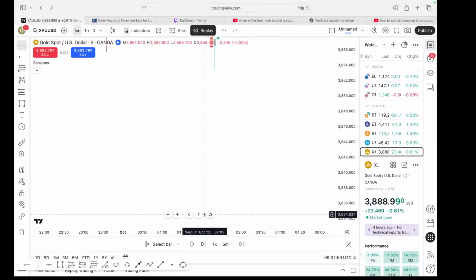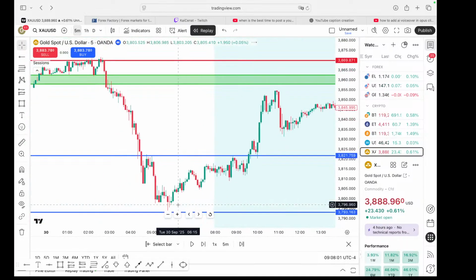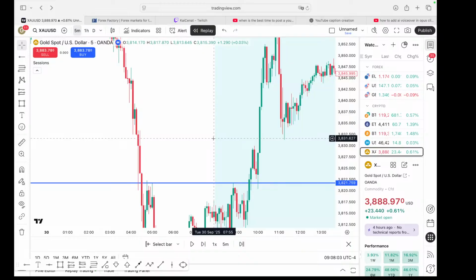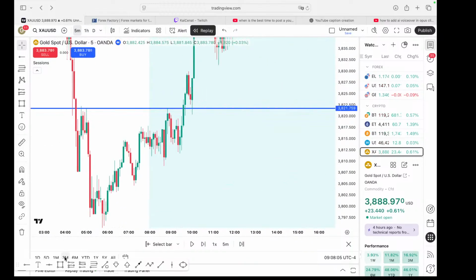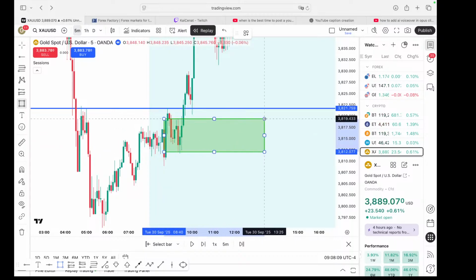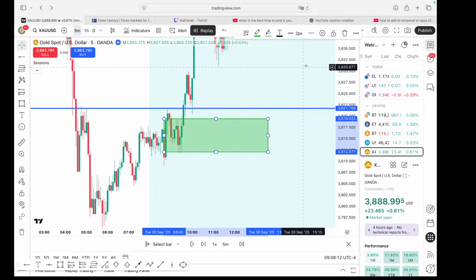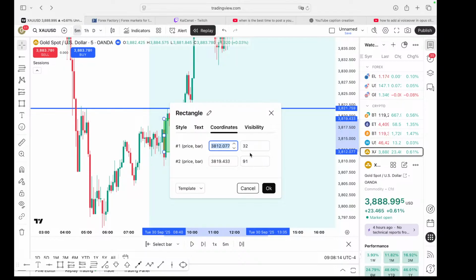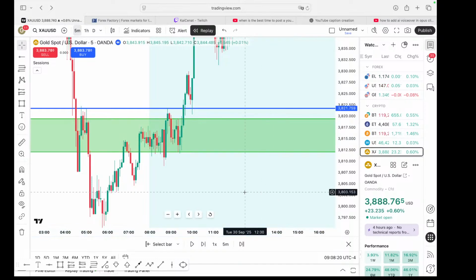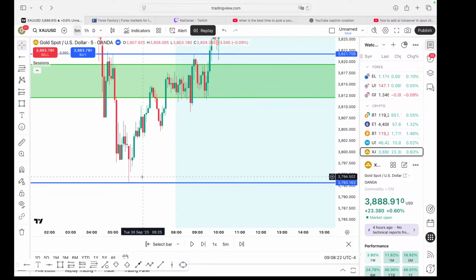Then let's find our entry point below this. So our first entry point would be right here, if price were to come and make contact with this support area. This is the 1 hour support area, these blue lines that you see, and then this would be a possible second.